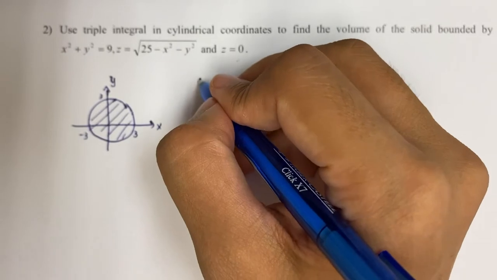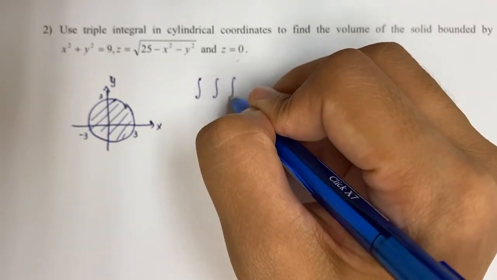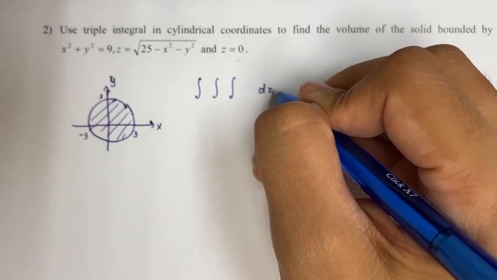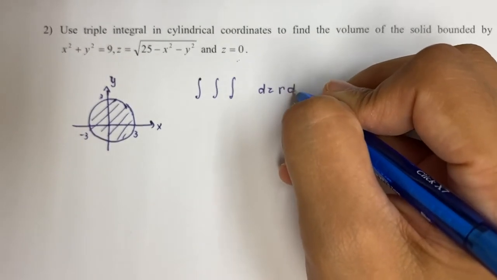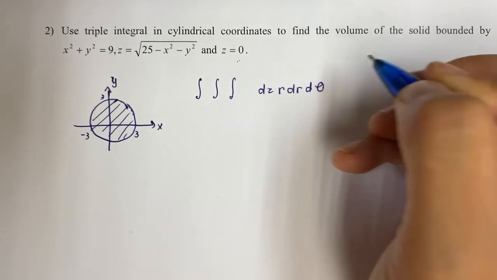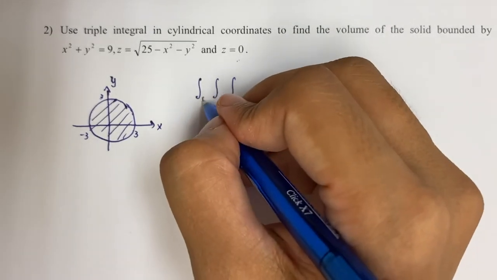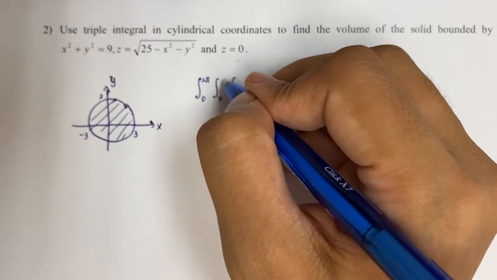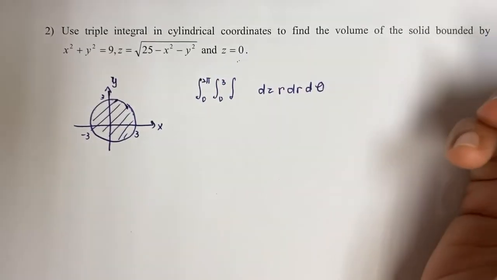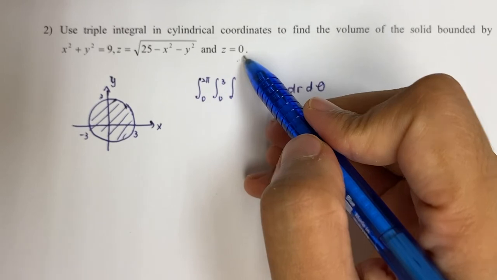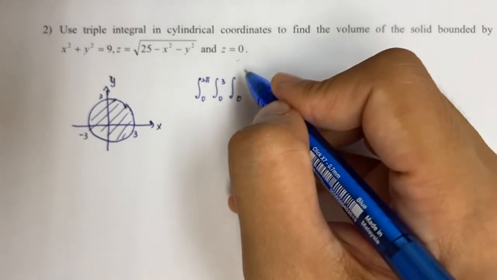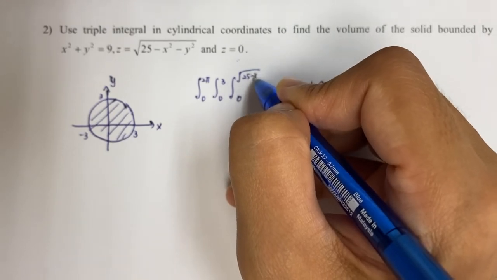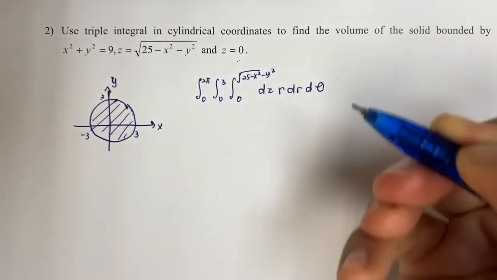So you have a triple integral, dz r dr d theta. The theta limit is from 0 to 2 pi. The r limit is from 0 to 3. And for the z limit, z is from 0 until the square root of 25 minus x squared minus y squared.